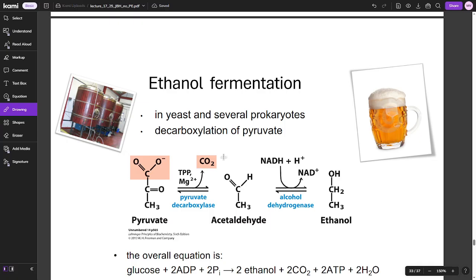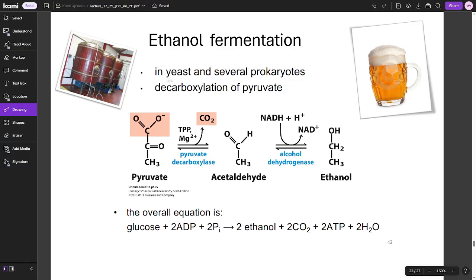Ethanol fermentation. So if you've ever had alcohol before, this is how you make ethanol, right? So ethanol, yeast, is another way of producing this NAD plus again, but this is usually specific to yeast. Basically, the first thing that happens is you have a decarboxylation reaction.